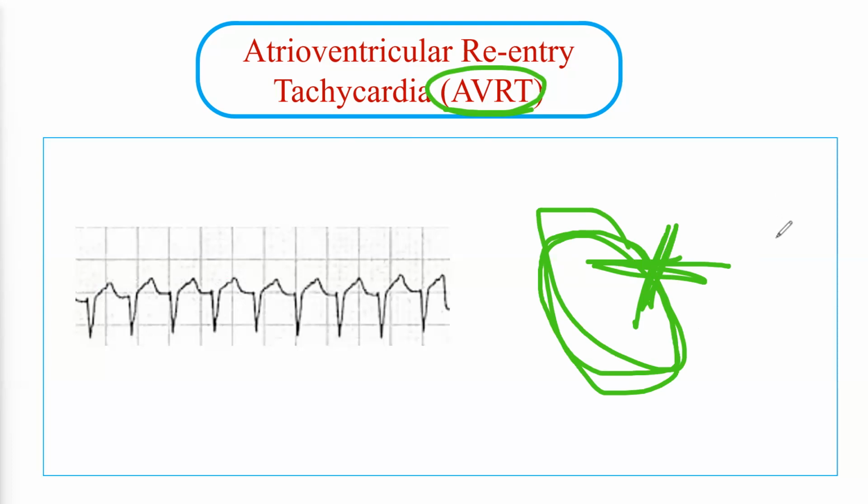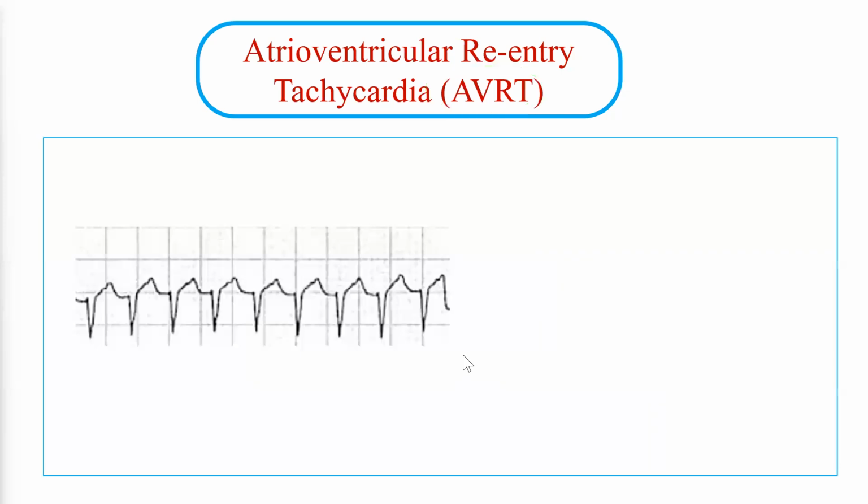You can do a vagal maneuver, you can give adenosine, you can give calcium channel blockers or beta blockers. All of them can abort this AVRT. Now, just keep in mind that this patient has an accessory pathway. Because of this accessory pathway, at any time you are giving a nodal blocking agent, there is a small risk of inducing atrial fibrillation. And the worst scenario in patients who have an accessory pathway is to get them into atrial fibrillation.